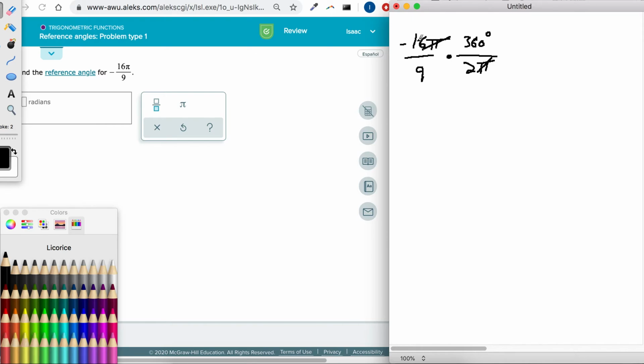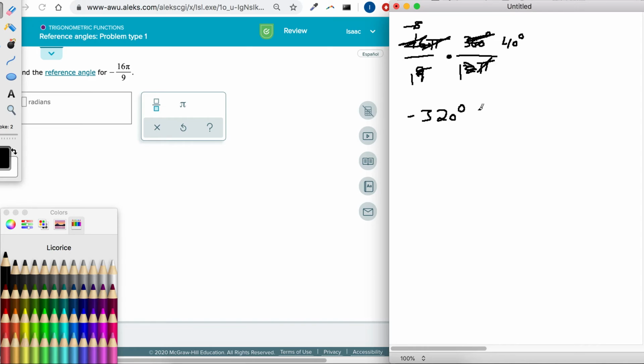We can cross simplify. Negative 16 and 2, they're both divisible by 2, so this is negative 8, and that's 1. And then cross simplifying over here, 9 can divide into 360. That makes 40 degrees. 9 divided by 9 makes 1. Or you could have just multiplied straight across and simplified the fraction. Okay, but negative 8 times 40, negative 320 degrees.